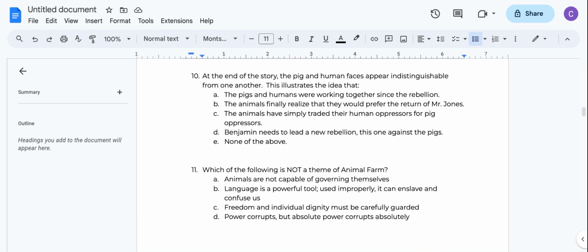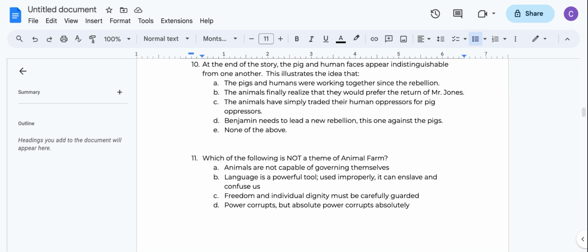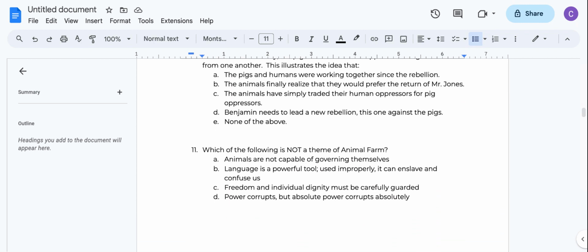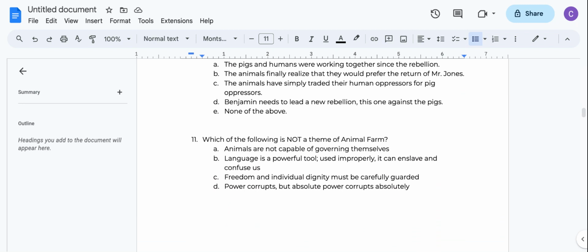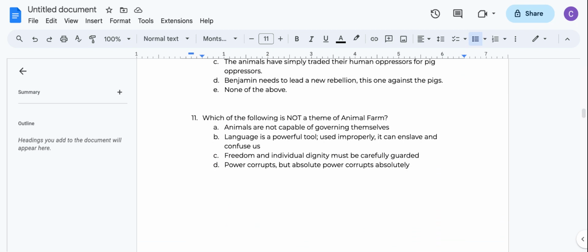10. At the end of the story, the pig and human faces appear indistinguishable from one another. This illustrates the idea that A. the pigs and humans were working together since the rebellion. B. The animals finally realized they would prefer the return of Mr. Jones. C. The animals have simply traded the human oppressors for pig oppressors. D. Benjamin needs to lead a new rebellion, this one against the pigs. E. None of the above.